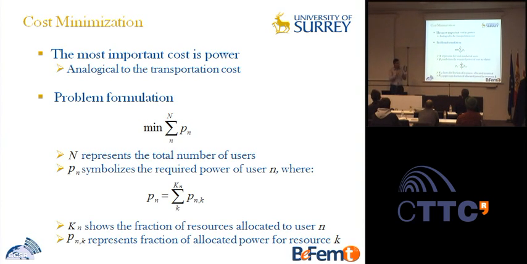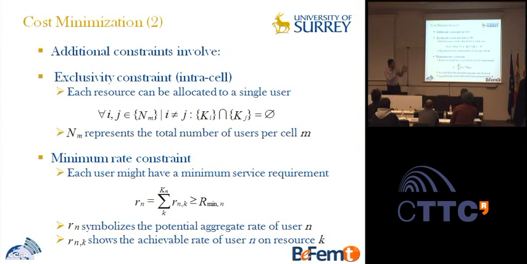As you can see here, Kn has been used to show the fraction of resources that are eventually going to be allocated to user N in this optimization problem. Of course, considering this optimization problem, some additional constraints are involved. The first important constraint, which is specific to the intracell case, is the exclusivity constraint, which implies that each resource in intracell scale is going to be allocated to a single user. And this orthogonality brings some sort of simplification in the problem of resource allocation in intracell scale.